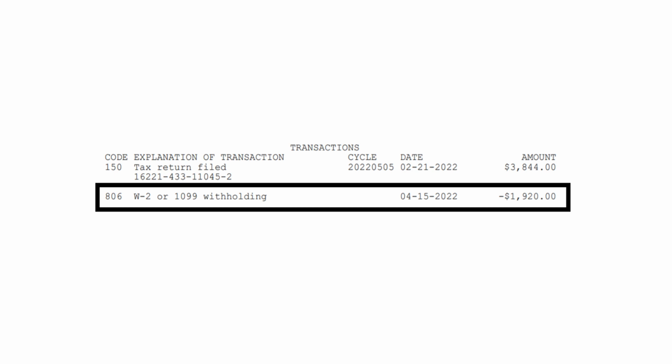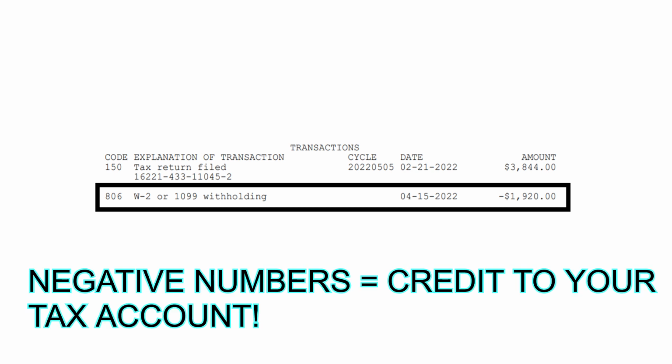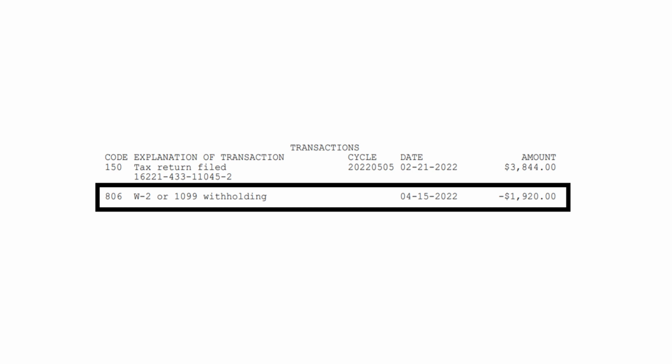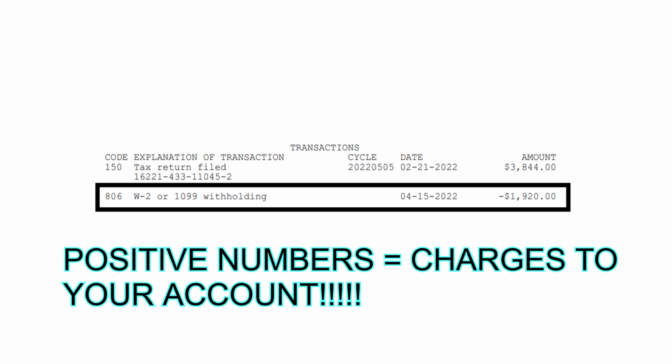So whenever there's a negative number on your transcript, that means it's being credited to your account. In other words, the total sum of the W-2 or 1099 withholdings on this transcript was $1,920. That is money that was already paid. It was already withheld, so it gets credited to your tax account as already paid. If it's a positive number, that's the amount of money that you would owe the IRS. As I said, it's very self-explanatory.